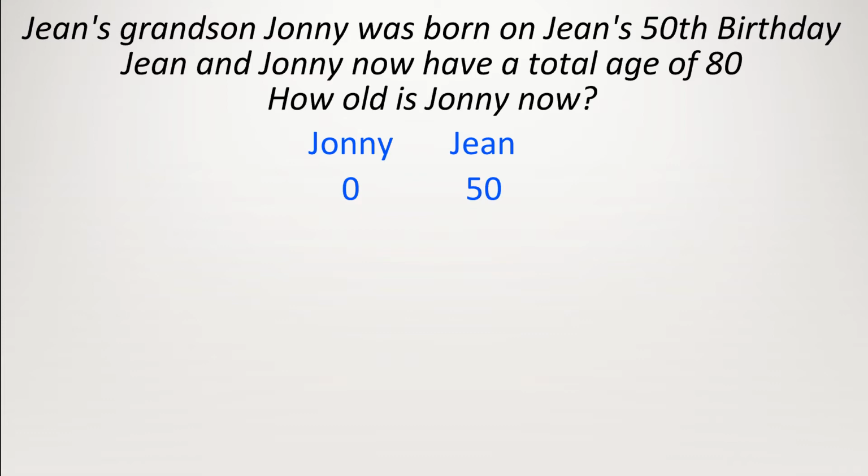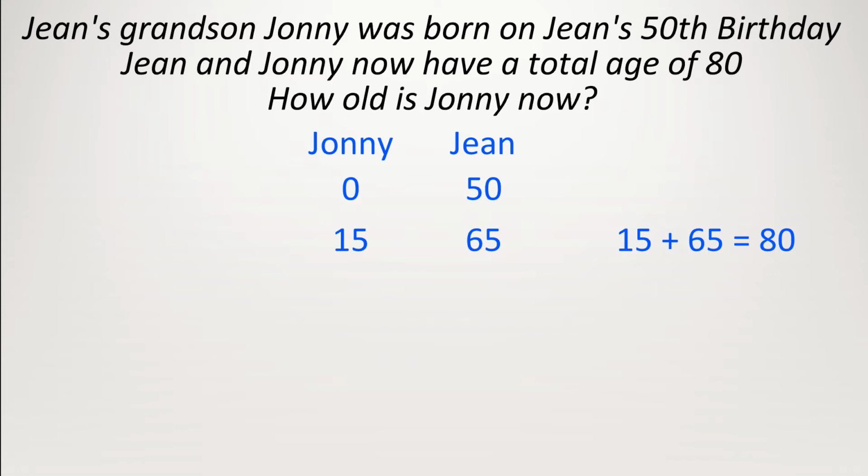So if Johnny is now 15, how old is Jean? But he is now 15 years old, so Jean also goes up by 15 years. So Jean is 65. And we must check what is 15 plus 65. This is 80. And this agrees with the second sentence. Their total age is 80. So the answer is 15.